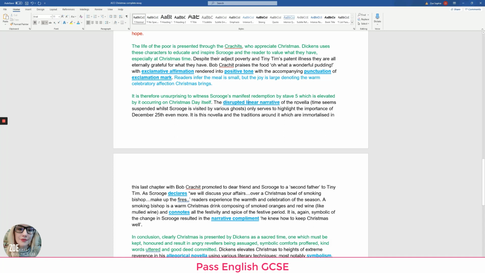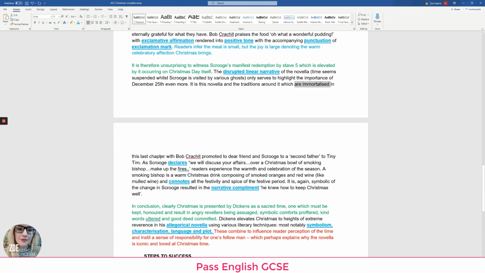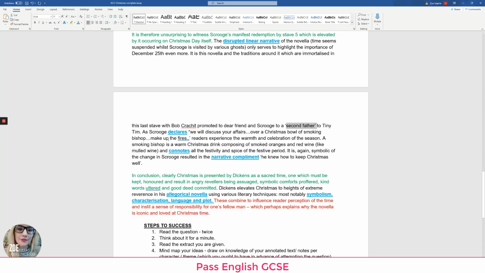Disruptive linear narrative of the novella, time seems suspended while Scrooge is visited by various ghosts, only serves to highlight the importance of December 25th even more. It is this novella and the traditions around it, which are immortalized, it means forever made. In this last chapter, or I could say stave, with Bob Cratchit promoted to dear friend and Scrooge to a second father, that's a quote to Tiny Tim. As Scrooge declares, we will discuss your affairs over a Christmas bowl, smoking bishop, make up the fires.